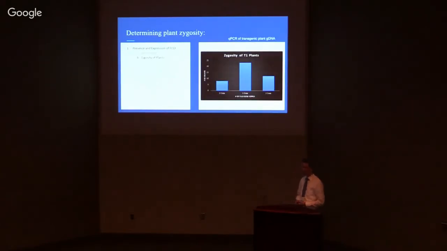Once I finish my genotyping, I know which plants have the presence of my gene, FLS3, but I don't know the number of copies. So now, using a qPCR of my transgenic plant gDNA, I found that I have 7 plants with 0 copies, 23 plants with 1 copy of my FLS3 gene, and then 12 plants with 2 copies of the FLS3 gene.